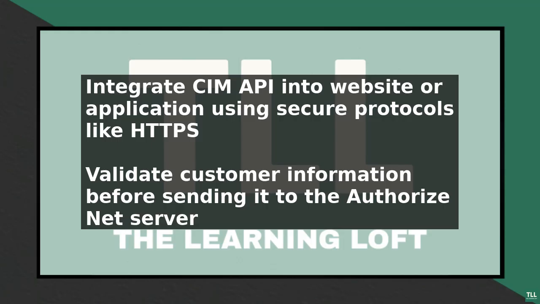Overall, the Authorize Net CIM integration is a powerful tool for businesses that want to provide a secure and convenient way for customers to make repeat purchases. By following the steps outlined above and using best practices, you can effectively integrate the CIM API into your website or application and start providing a better experience for your customers.